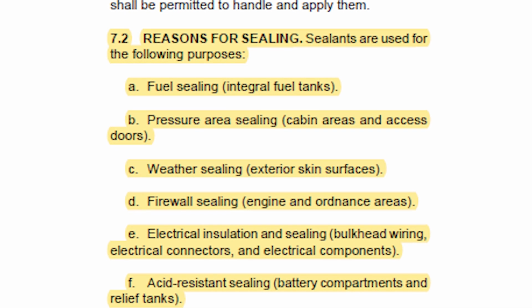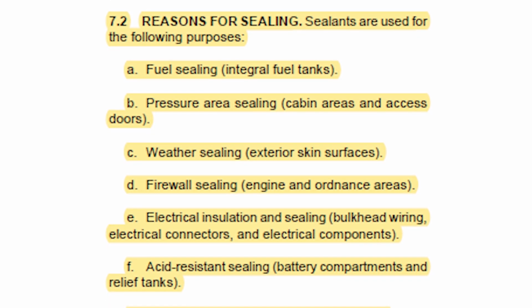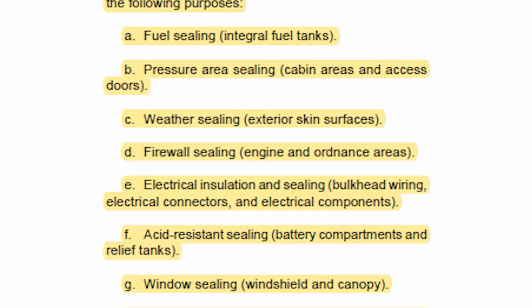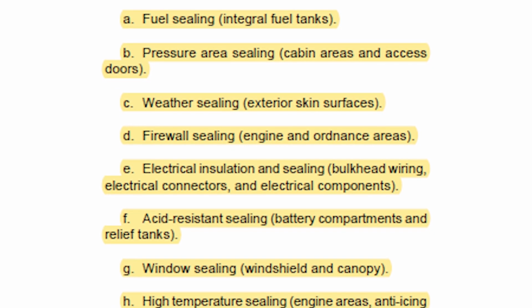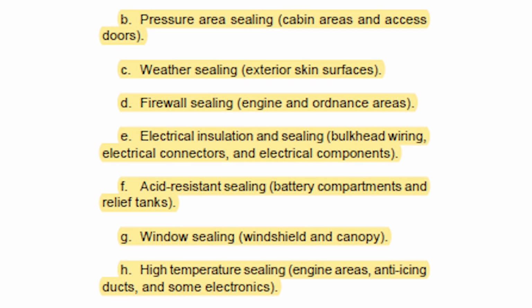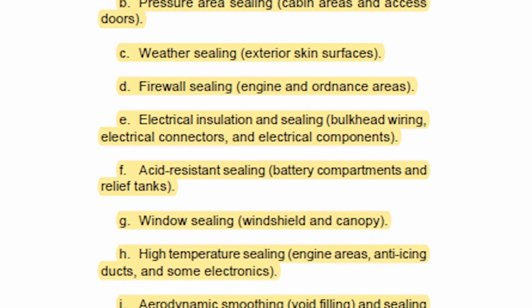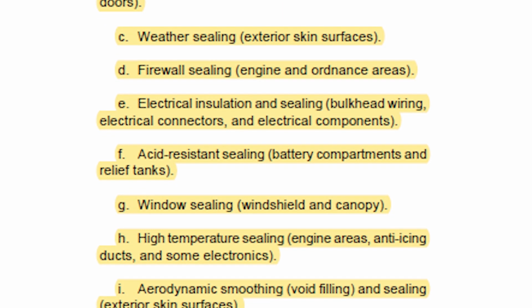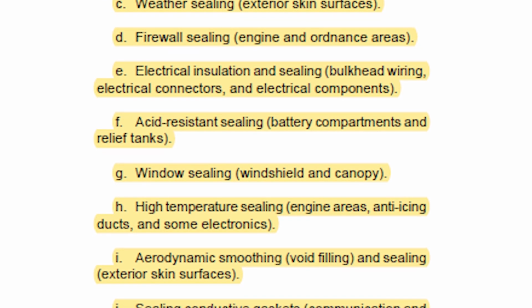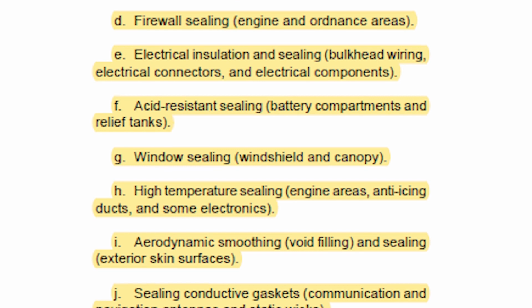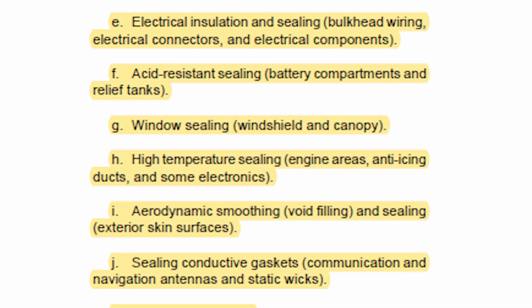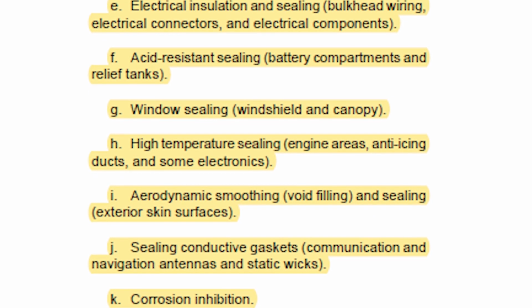Sealants are used for the following purposes: fuel sealing, integral fuel tanks, pressure area sealing, cabin areas and access doors, weather sealing, exterior skin surfaces, firewall sealing, engine and ordnance areas, electrical installation and sealing, bulkhead wiring, electrical connectors and electrical components, acid-resistant sealing, battery compartments and relief tanks, window sealing, windshields and canopies, high-temperature sealing, engine areas, anti-icing ducts, and some electronics, aerodynamic smoothing, void filling and sealing, exterior skin surfaces, sealing conductive gaskets, communication and navigation antennas and static wicks, corrosion inhibition.